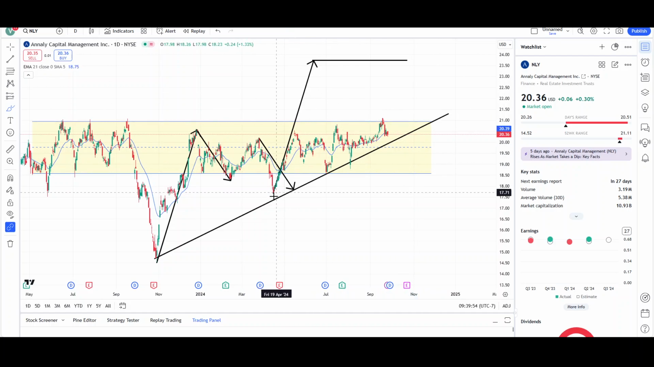Because the bulls tried multiple attempts to reach this target and they're failing. There's a triple top over here that can reverse price back down. And if they lose that trend line, well, there's not a lot of bullish signs after that. So it could fall back down to the 18s, mid 18s. So that's how I'll be looking at NLY right now.